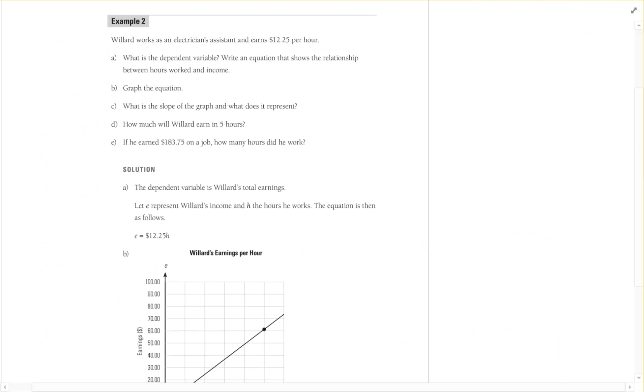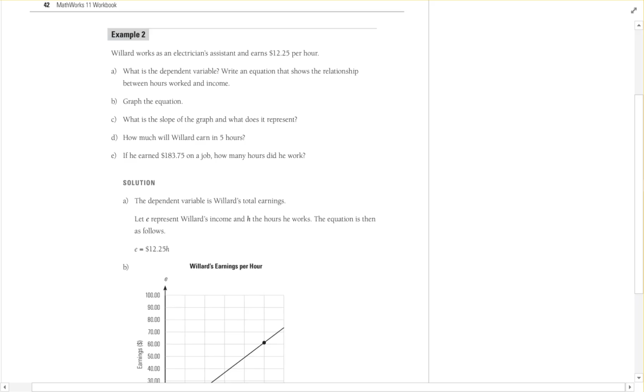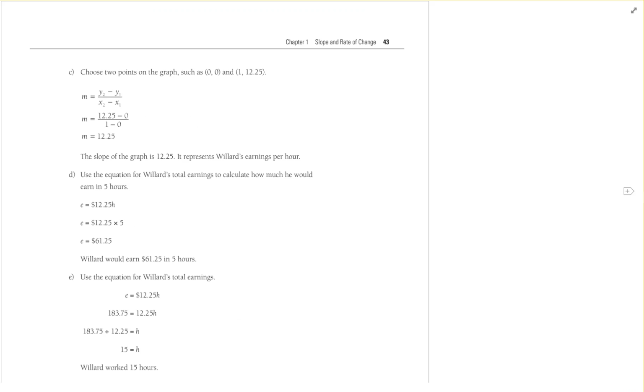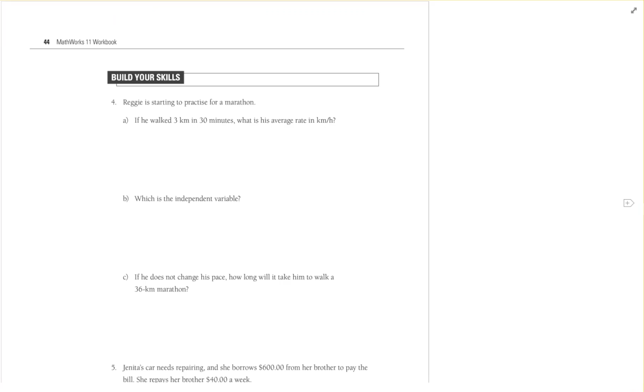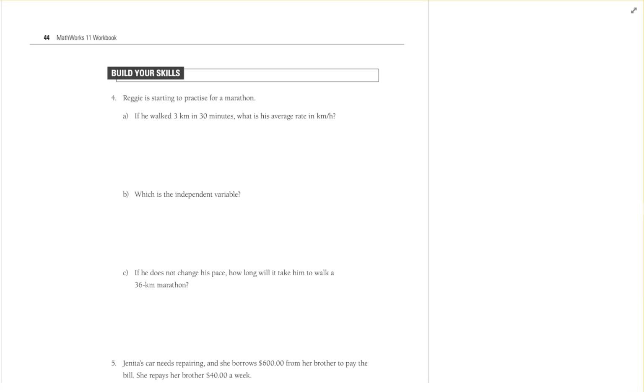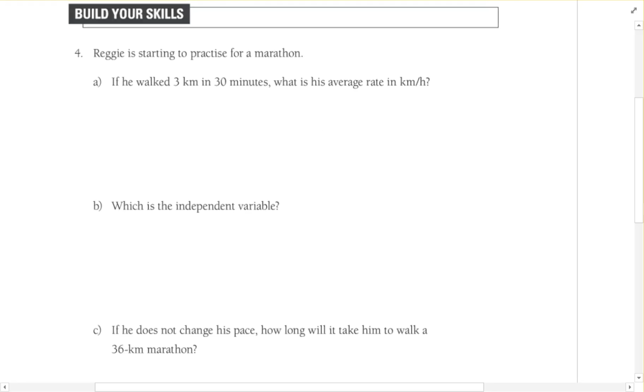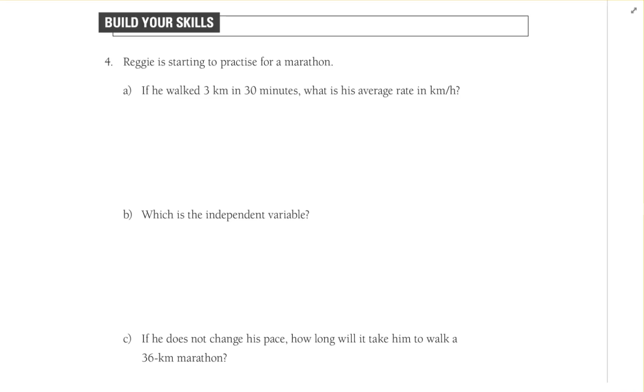Okay, so for the sake of time, I'm going to let you guys look through the following example. So there's that, and it goes through pretty much exactly how to do it. And I'm going to help you through this skill builder one. So let's go number 4 here. It says Reggie is starting to practice for a marathon. If he walked 3 kilometers in 30 minutes, what is his average rate in kilometers per hour? All right, so 3 kilometers in 30 minutes.